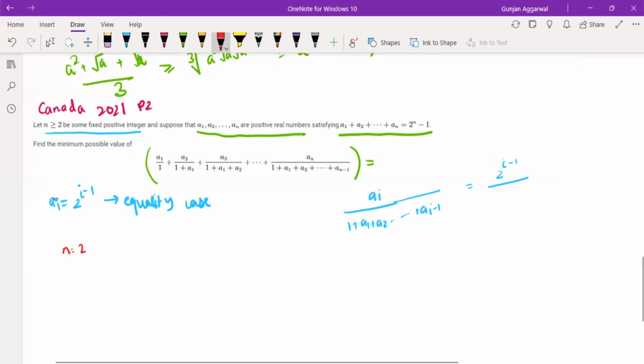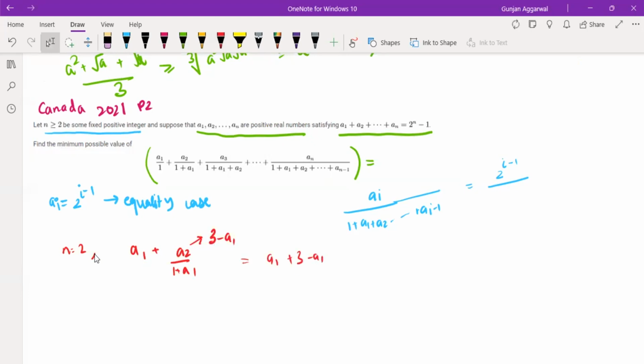Also, your voice. Thank you. So let's check a small case. Say n equals 2. You have a1 over 1 plus a1 plus a2 over 1 plus a1 plus a2, and a2 is like 3 minus a1. Can you find the minimum value of this? Do you want the calculus? No calculus, just normal stuff.